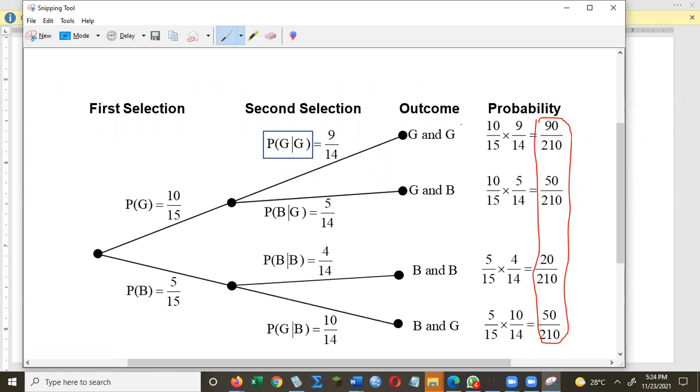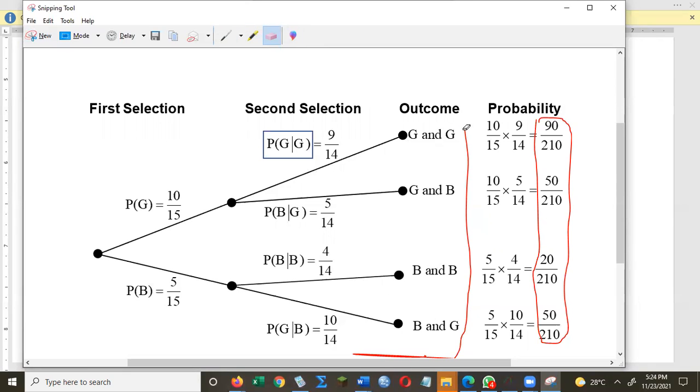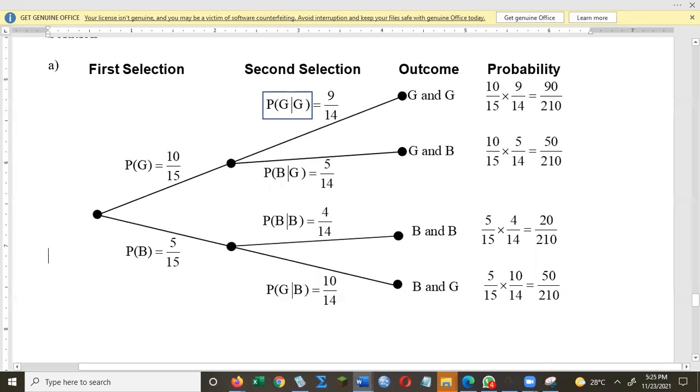And to know which one to use, you will be reading the question and making the correspondence with these outcomes: G and G, G and B, B and B, B and G. A green then a green, a green then a brown, a brown then a green. Okay, let's go to the follow-up questions.